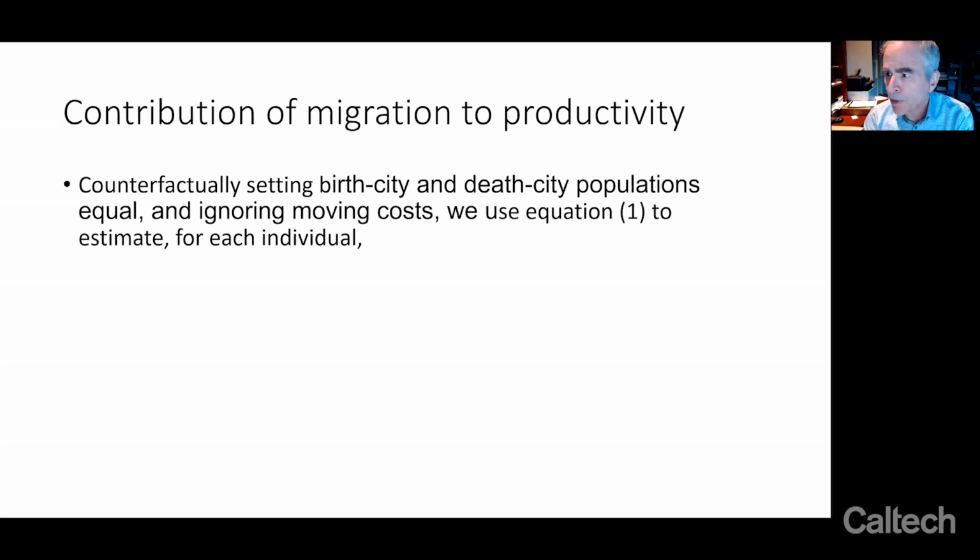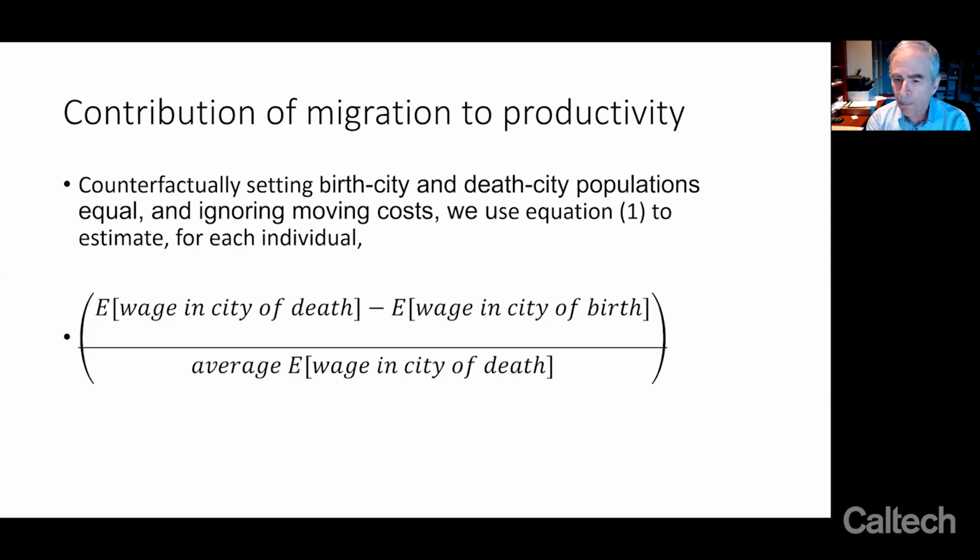So what we do is we take the multinomial results or the OLS results, and we simply use the estimated equation, counterfactually set birth and death city populations equal and ignore moving costs. And then we try to estimate the following quantity. We want the expected wage of an individual in their city of death. We're going to subtract from that their expected wage in their city of birth. And we're going to normalize the whole thing by the average expected wage in city of death across all notables in that century.